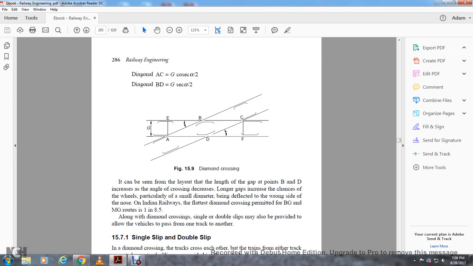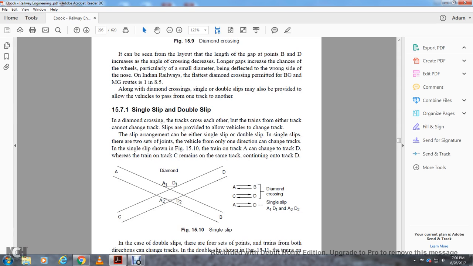It can be seen from the layout that the length of the gap at points B and D and the creep of the angle of the crossing, particularly a longer creep, grab gaps and cause the wheels, particularly those with small diameter, to be deflected to the wrong side of the nose. On Indian Railways, the flattest diamond crossing permitted for broad gauge and meter gauge is 1 in 8.5. Diamond crossings, single slips and double slips may also be provided to allow the vehicles to pass over the track of one another.